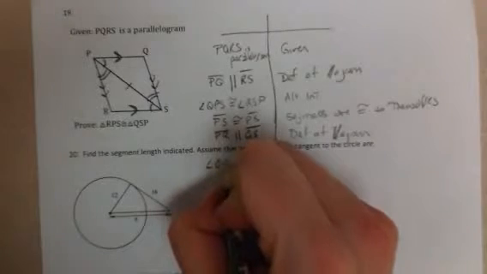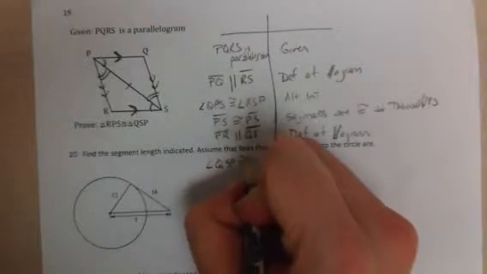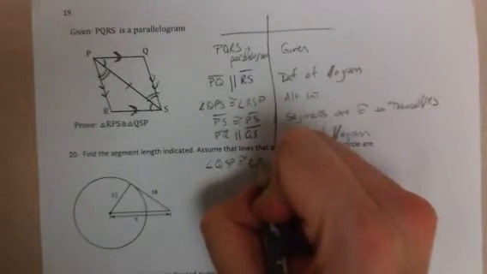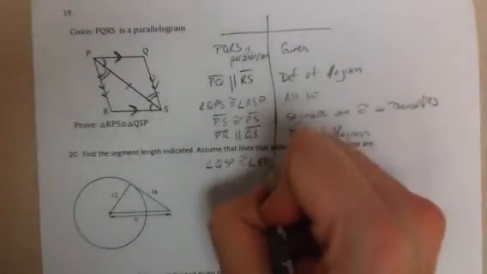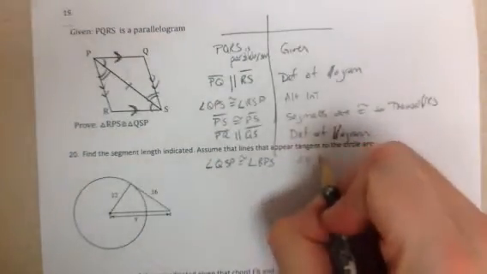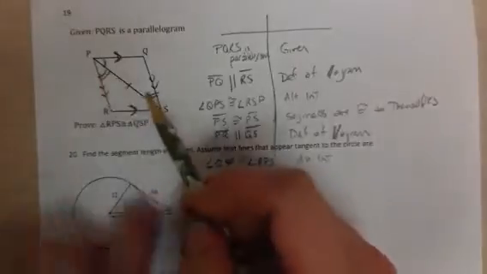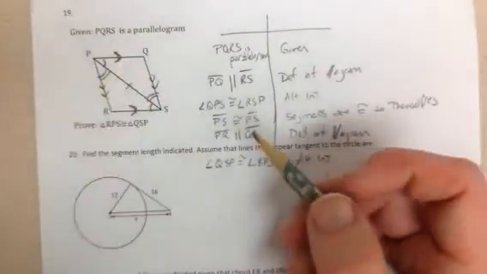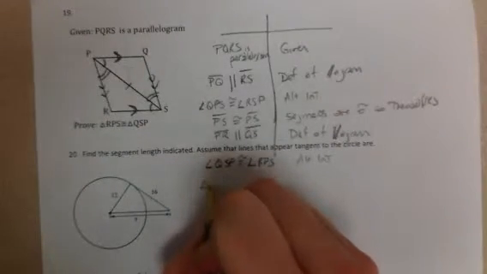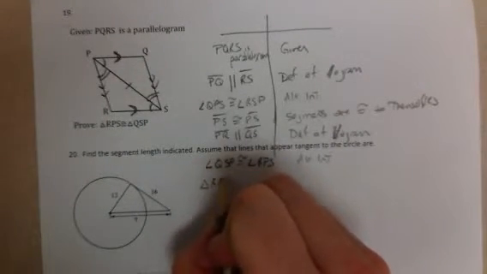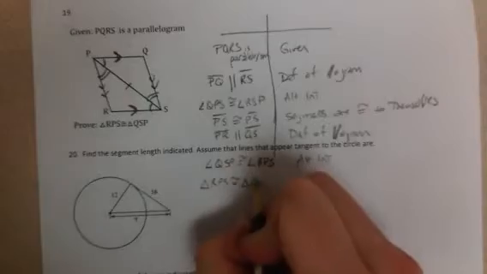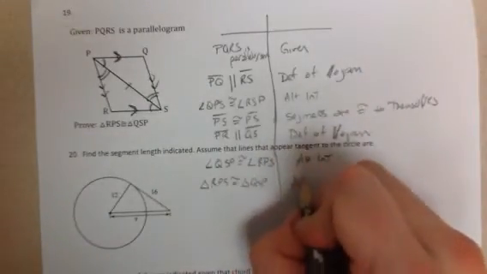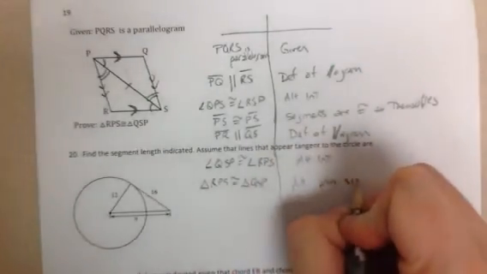So angle QSP is congruent to angle RPS by alternate interior. And at this point, we have angle, angle, plus a scale factor of 1. So we can say triangle RPS is congruent to triangle QSP by angle plus scale factor of 1, right?